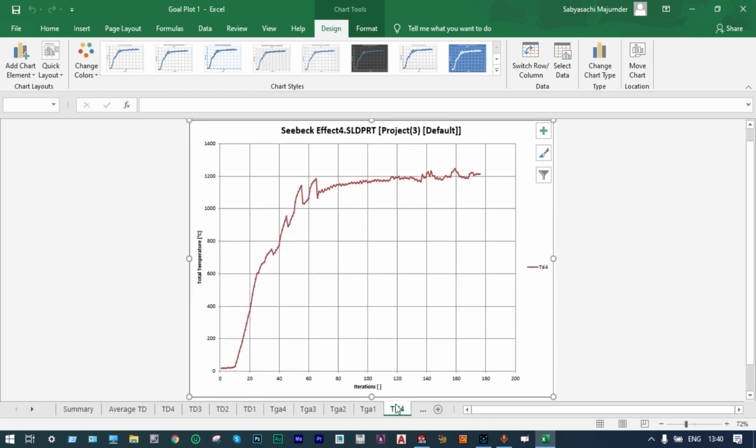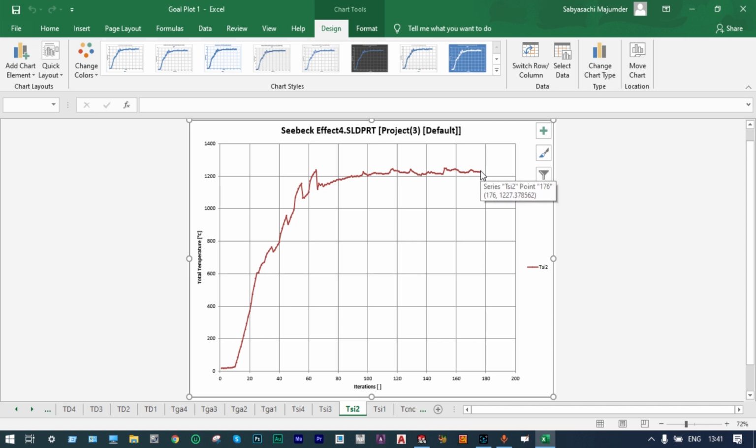Next to that, we will see the temperature at silicon surfaces also. First one is the silicon surface temperature at surface 4. It is 1214 degrees centigrade. Temperature at silicon surface 3 is also approximately 1218 degrees centigrade. Temperature at silicon surface 2 is also 1227 degrees centigrade, and temperature at silicon surface 1 is 1181 degrees centigrade.